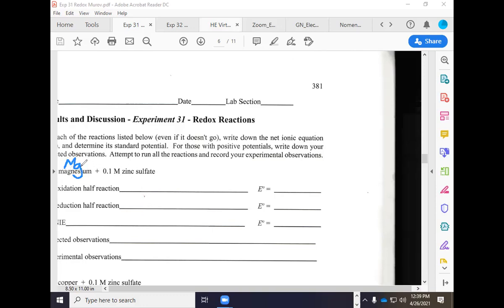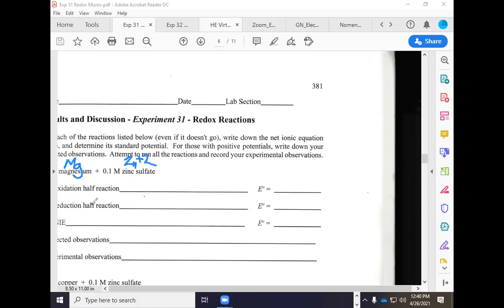You're going to need magnesium solid, and then the zinc is +2. So this is exactly the same as what we did in the pre-lab. You have to reverse one of them, and when you reverse it, you reverse the sign. But be careful which one you put where, because this is asking for the oxidation half reaction and this is asking for the reduction half reaction.